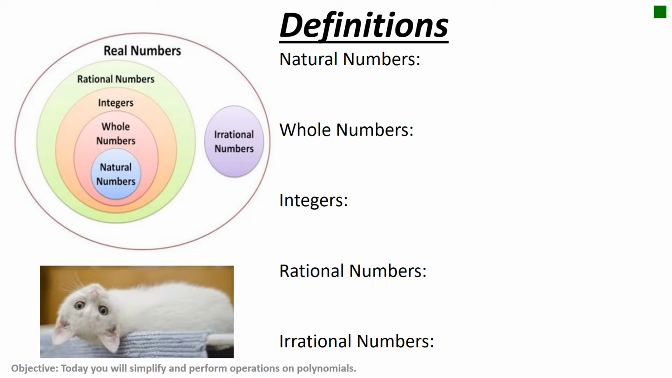Okay, some definitions. You're going to write this stuff down. This is going to be a lot of writing, so you might have to pause a few times, okay? Natural numbers. Natural numbers are the set of counting numbers, which means we don't put fractions or decimals, and they start with 1. I'm going to tell you why.